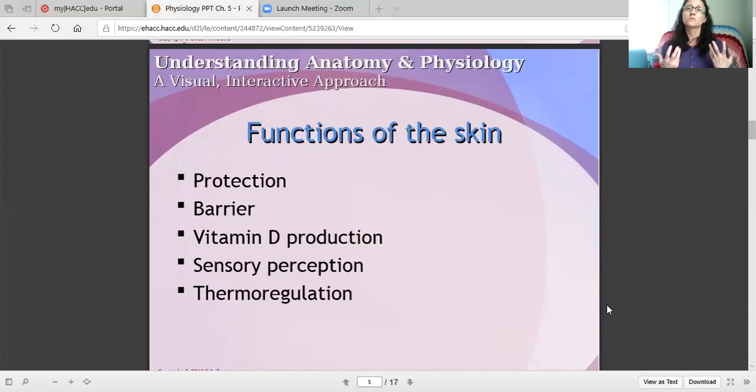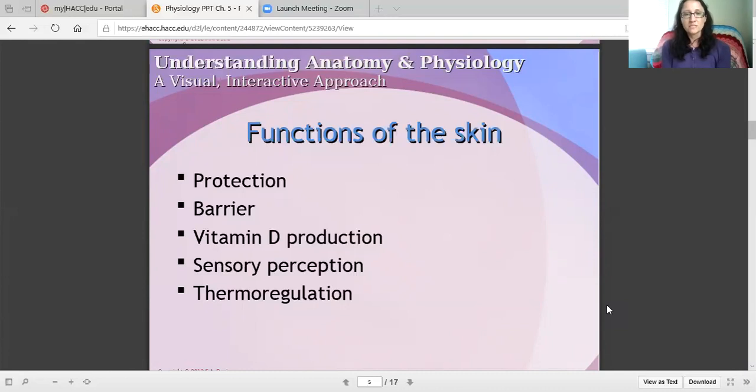Vitamin D also plays a role in the immune system. So lack of vitamin D can affect the immune system and potentially affect mental health, actually. So vitamin D production is initiated by the skin, or I'm sorry, by the UVB rays hitting the skin.